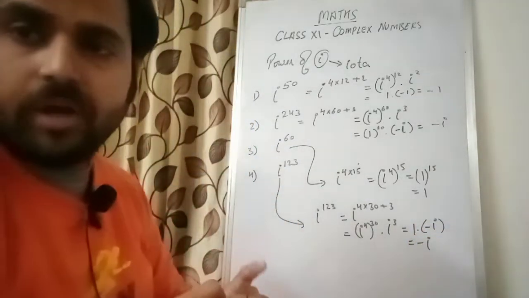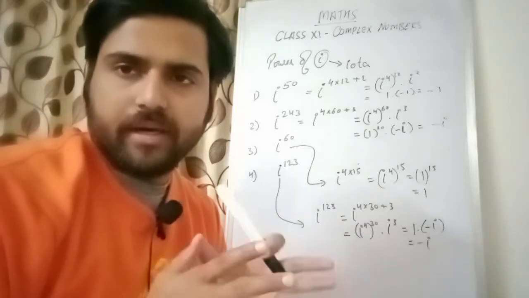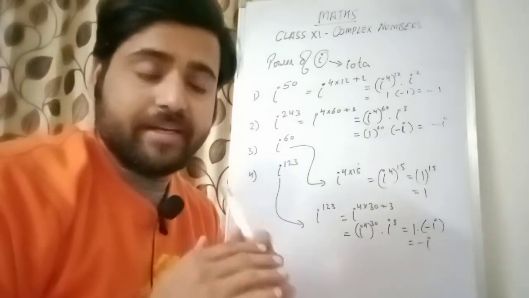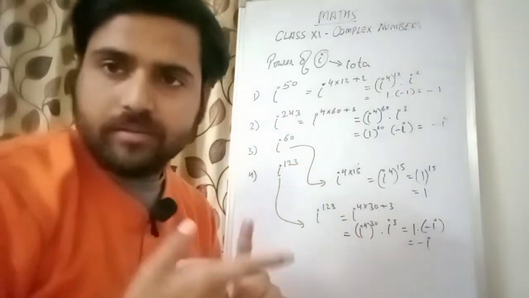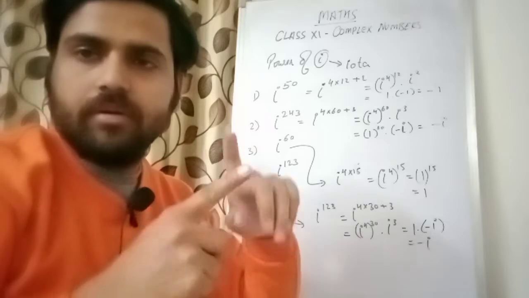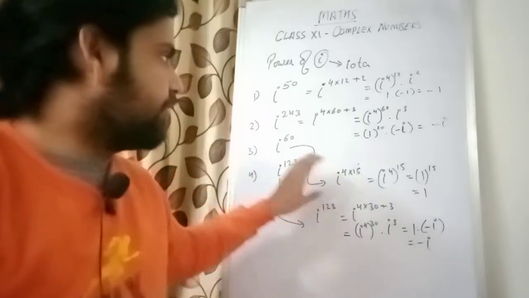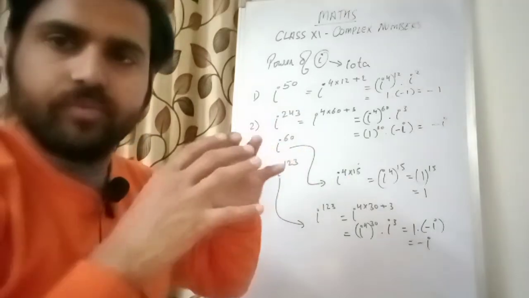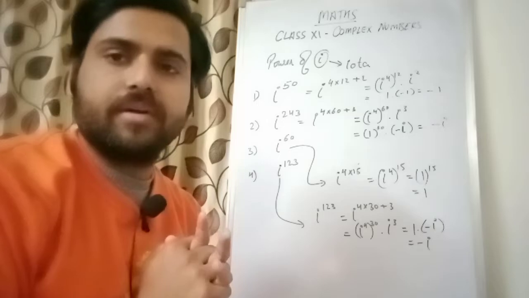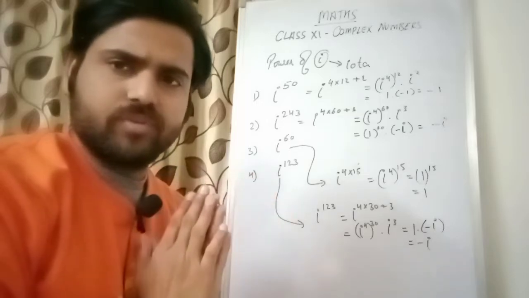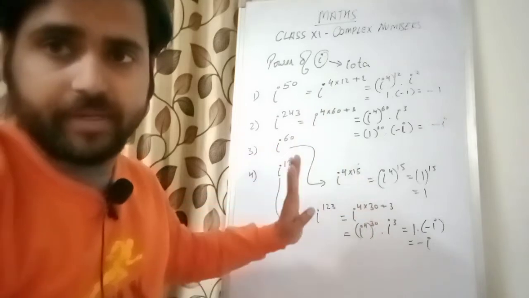So I hope you have understood how to simplify. If any power is given for that i, you have to simplify. It means you have to write that whole thing either in 1 or minus 1 or i or minus i. If some extra power is there, you have to reduce it to these four quantities. Whatever is coming, that will be solved. Okay. So I hope you have understood how to simplify the power actually.